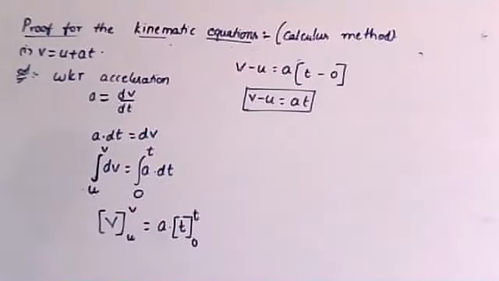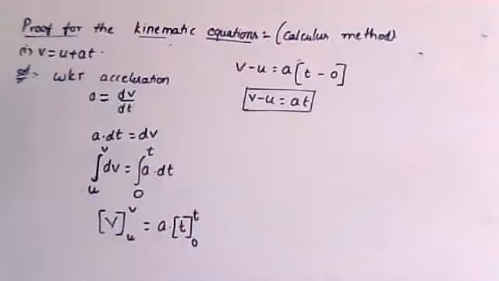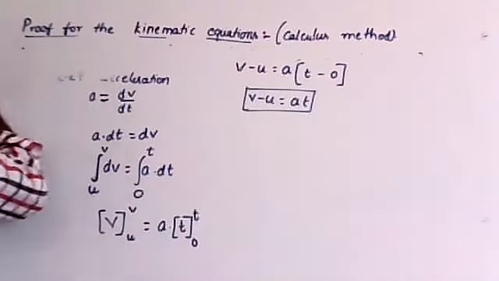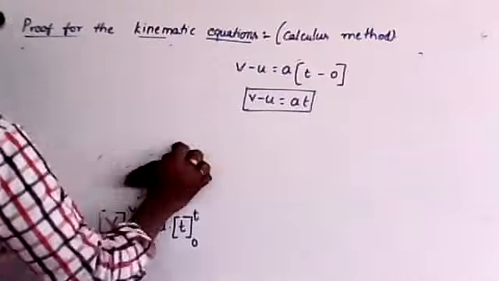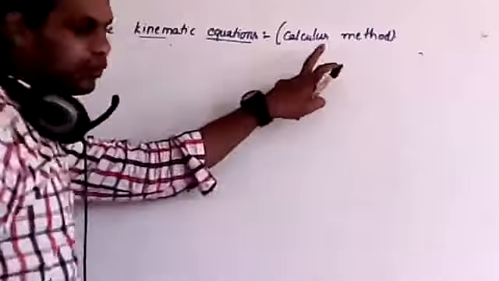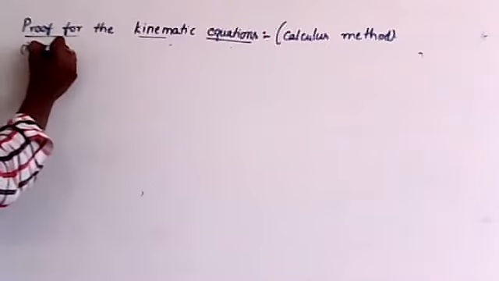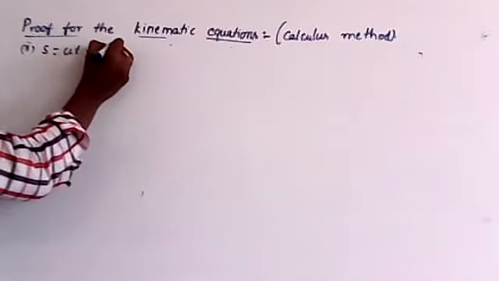In examination, if they ask about the graphical method, you do like that. Now shall I move to the next derivation? So the next derivation is s is equal to ut plus half at square, same by using the calculus method only.